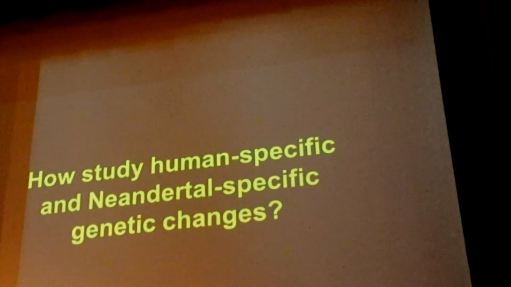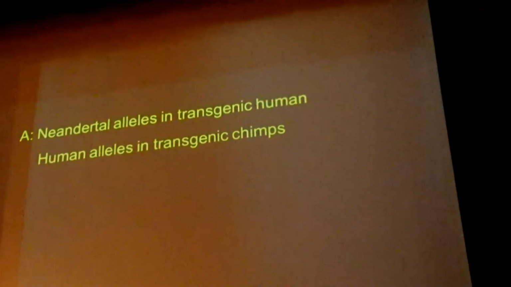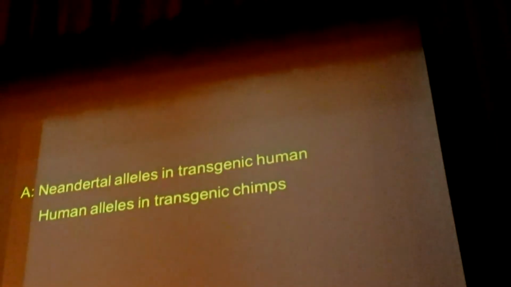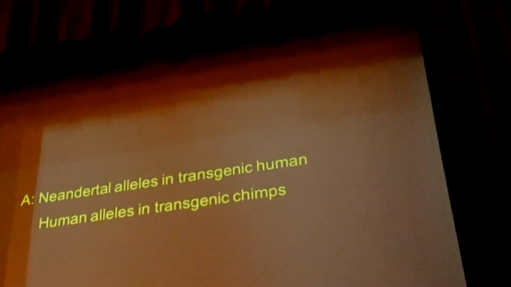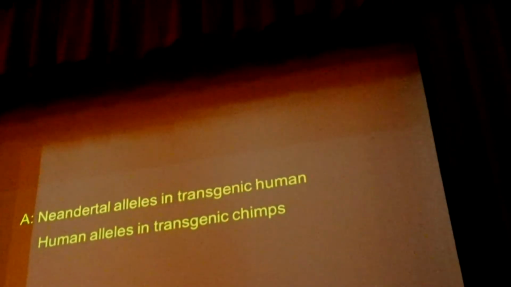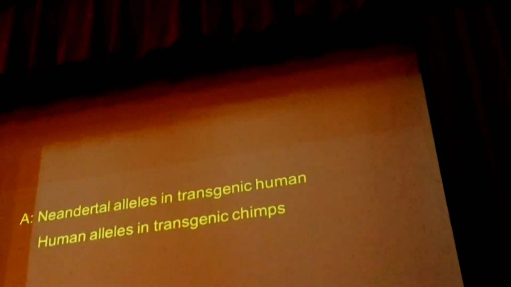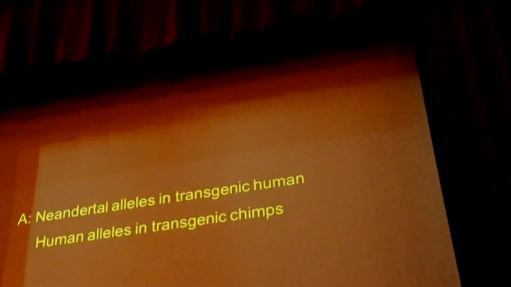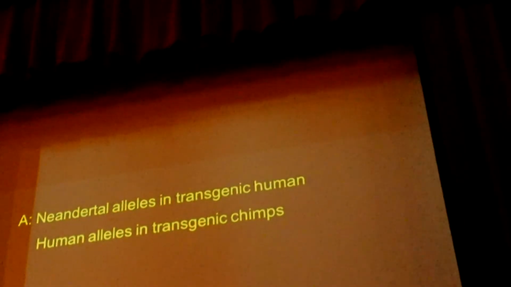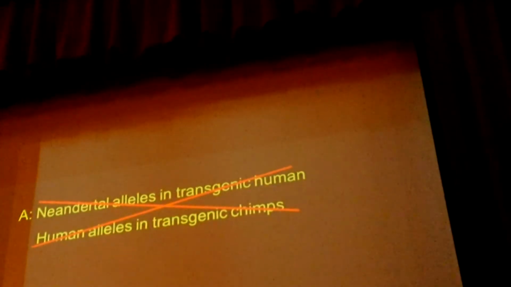How will we in the future study these things that may have to do with human-specific traits? I've gone around for 10 years now making jokes in talks, saying what we want to do is of course to put Neanderthal alleles into transgenic humans and human alleles into transgenic chimps and study their phenotypes. And that we have problems with ethics committees and things like that. So we'll never be able to do that.